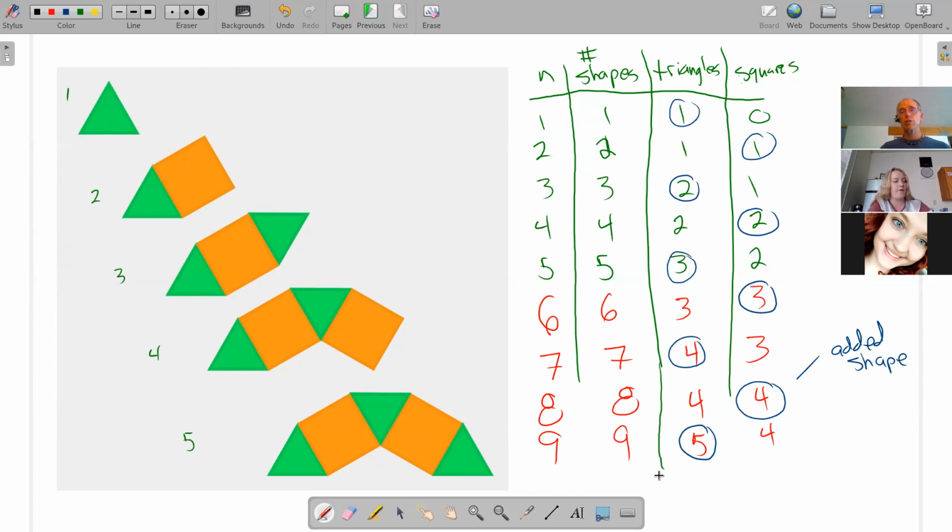So can I make predictions about the pattern? Well, what kind of predictions would I like to make? Well, what does the 100th one look like?